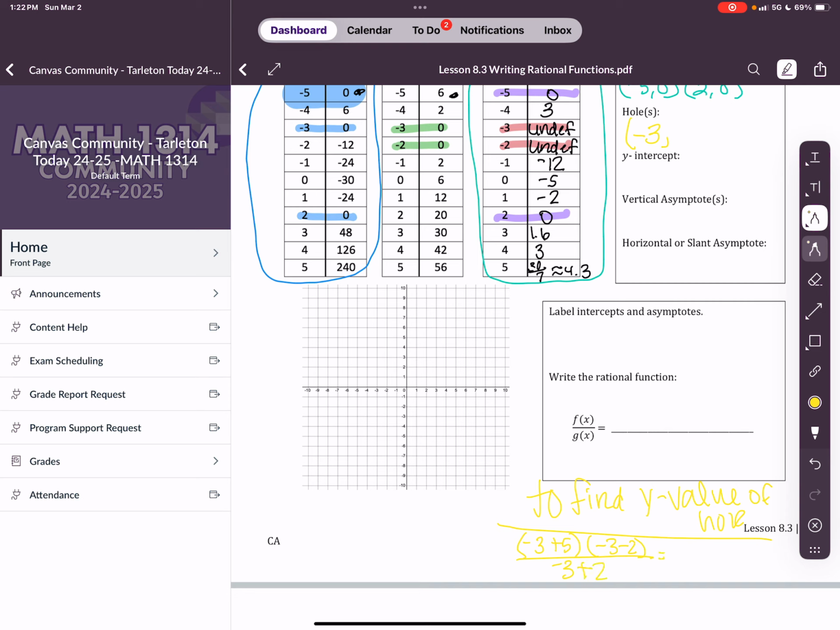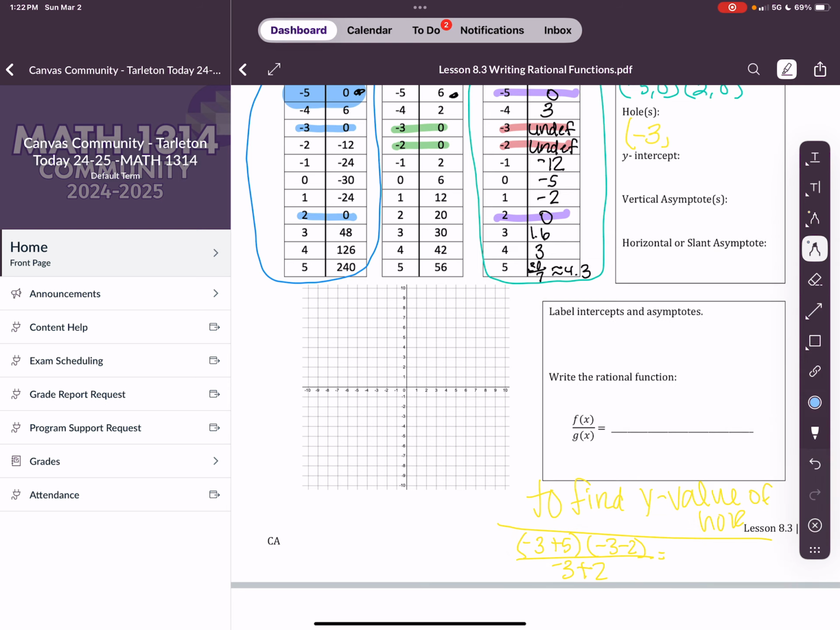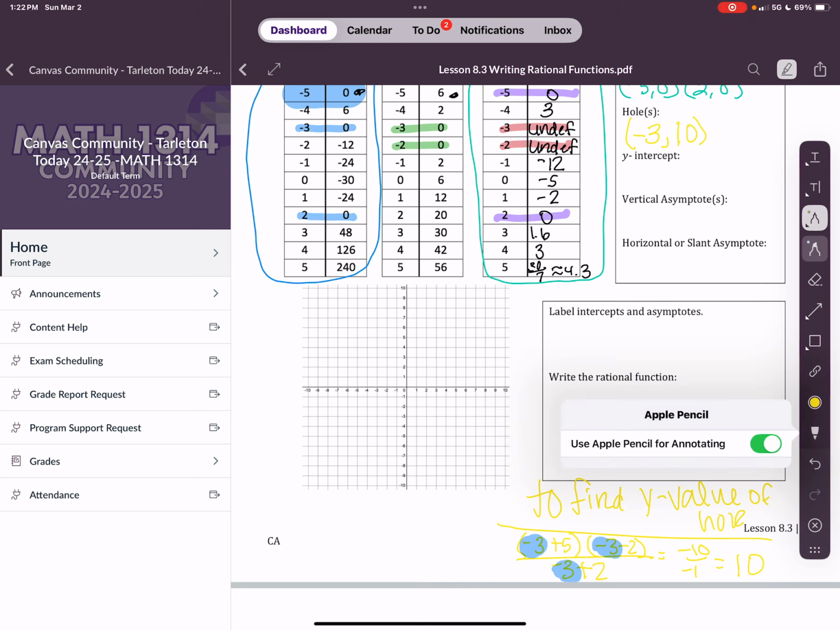Okay, and so all I've done, I'm going to highlight it in a different color, is I've plugged in this -3 for x in the part that is not the shared factors. Okay, so after you do this algebra and simplify, you get -10 over -1. And that is going to give you a +10. So my y value for my hole would be +10. Okay, and it's based off of this information down here at the bottom. That's how I knew what my y value would be.